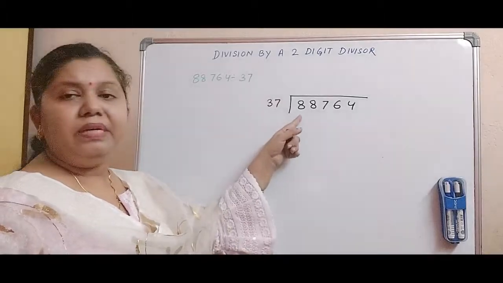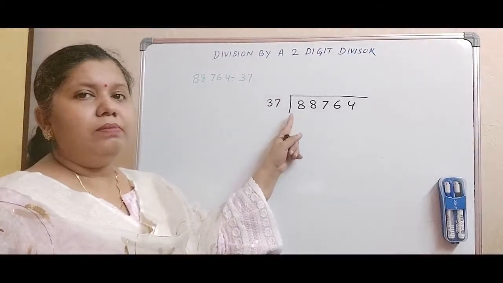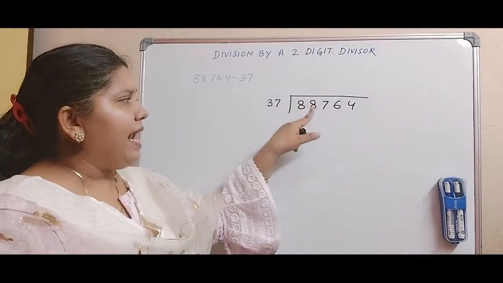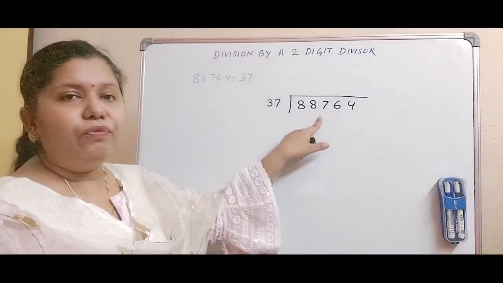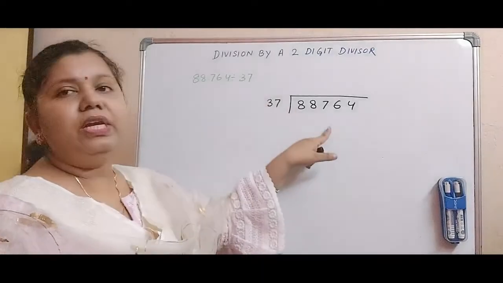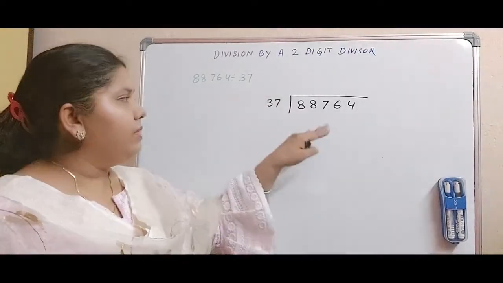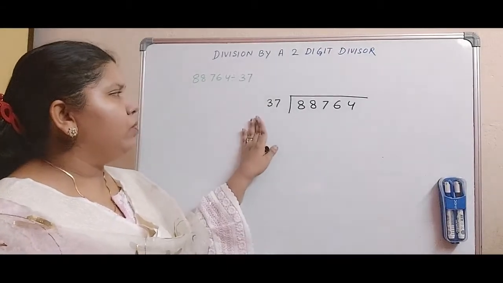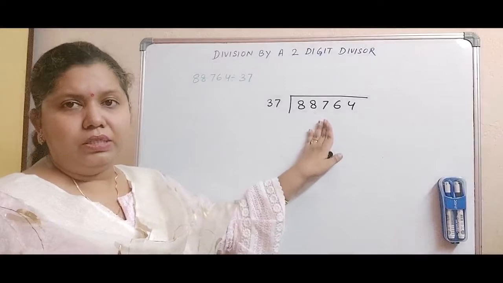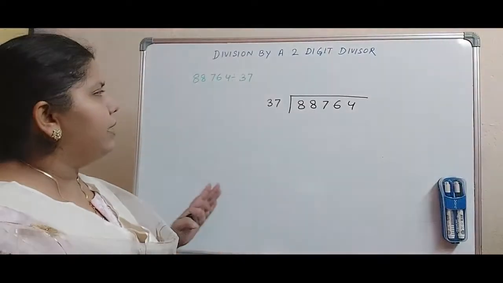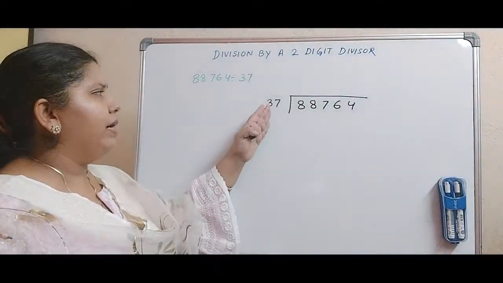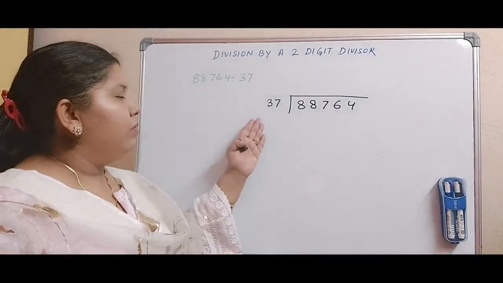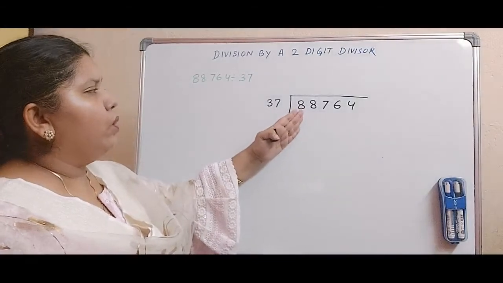But suppose sometimes this becomes less. Then you have to take the next digit, that is the adjacent digit, so you divide the two-digit divisor into a three-digit dividend. But in this case, since 88 is greater than 37, there is no need to take the third digit. So first let us understand by which number you have to multiply 37 so that we get a number which is very close or equal to 88.